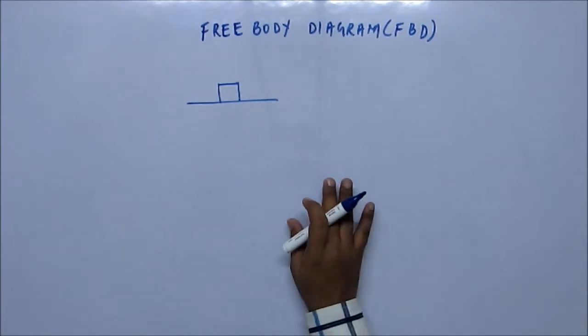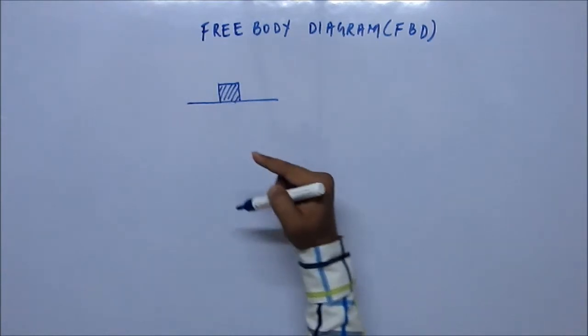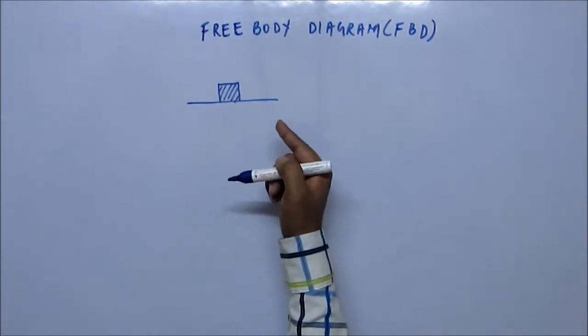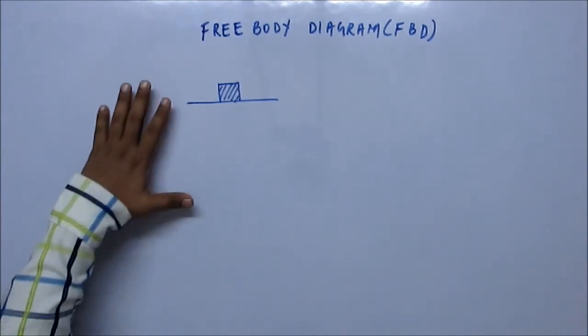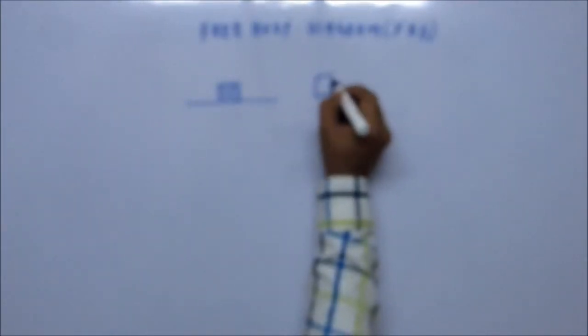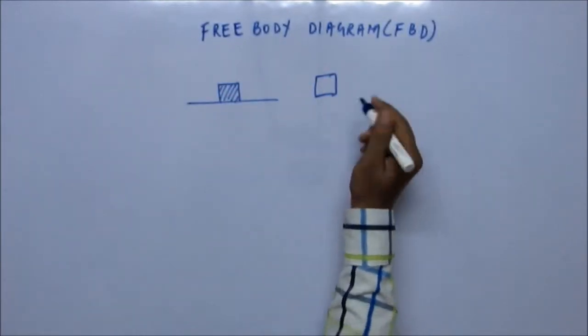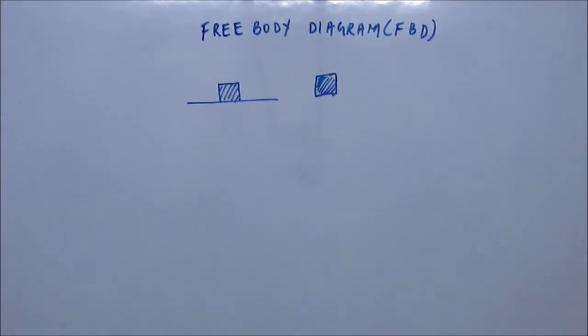There's a block kept on the floor. We want to draw the FBD of this block. That means we want to draw the force vectors acting on this block. First of all, we have to know what the force vectors acting on this block are. By the study we have done up till now, we can easily say there are two forces. One is gravitational force. So first, you have to isolate it from the rest of the thing and make only the diagram of the body you intend to make the free body diagram of.